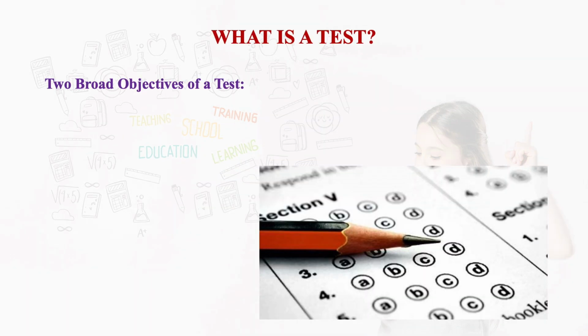So that's why we can develop a test for measuring all such aspects: intelligence, aptitude, skills, achievement, then different traits, then attitude, interest and values, and adjustment and mental health. Okay, let us go forward. Then further, to understand more about a test, we can say that two broad objectives of a test are there.